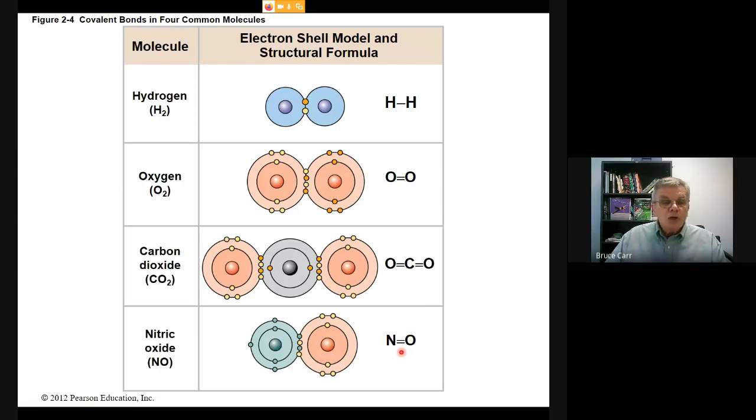But it does illustrate the characteristics of these atoms. Oxygen wants to form 2 bonds because it needs 2 electrons. Carbon wants to form 4 because it needs 4 electrons to complete its outer shell.